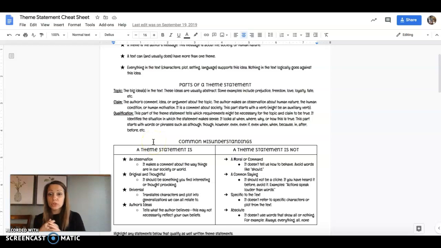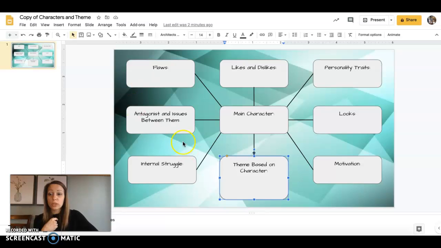So that's what you need to do today. When you're finished with this, you can submit it to the Dropbox. You should also make an extra copy of it because we're going to be doing the same thing for your story when you get a little further into your story.